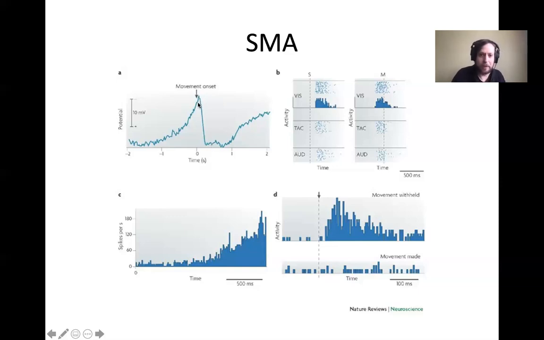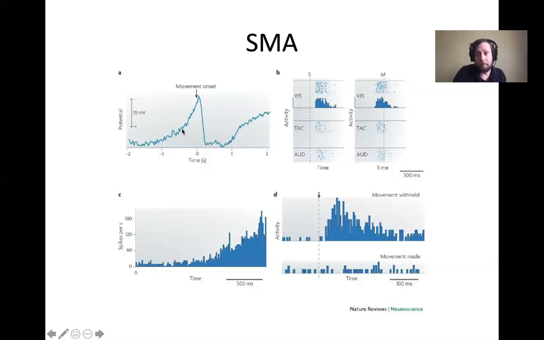And the actual drop is a positivity. This building phase right here is negative, negative, negative. And you can see that because negative is up here. It's getting more and more negative up until the point in which you decide to make the movement, in which case it drops back down to baseline levels. And so this stuff here is the stuff which is of most theoretical interest to researchers. What is happening up until the point that the movement is made?